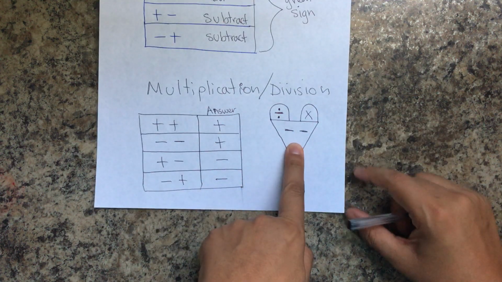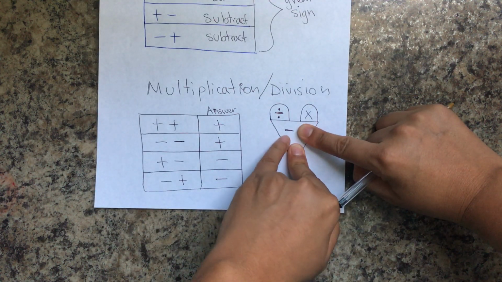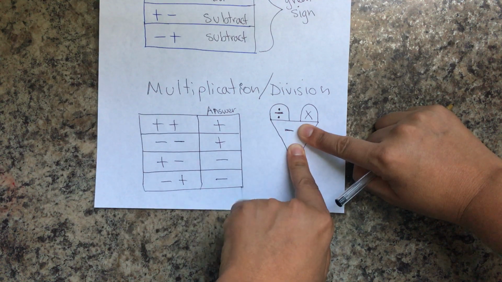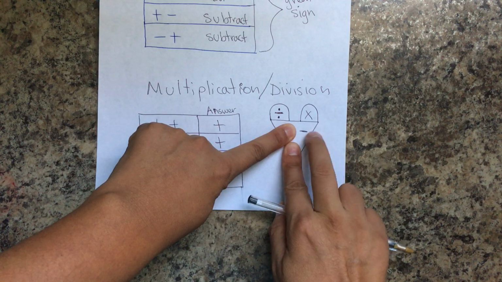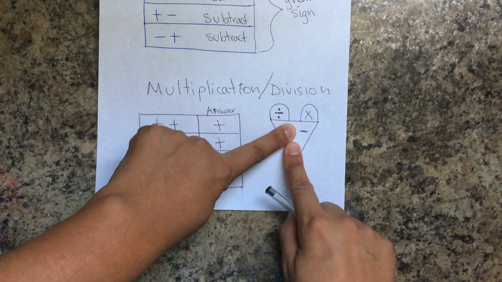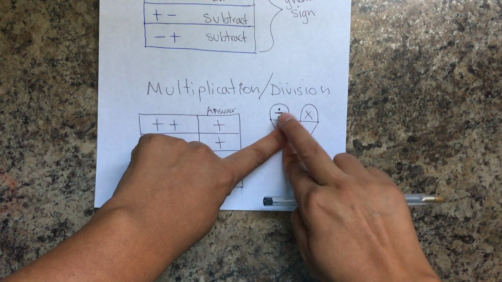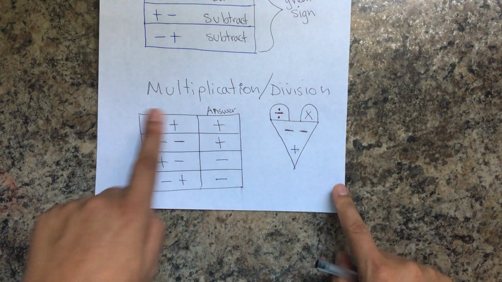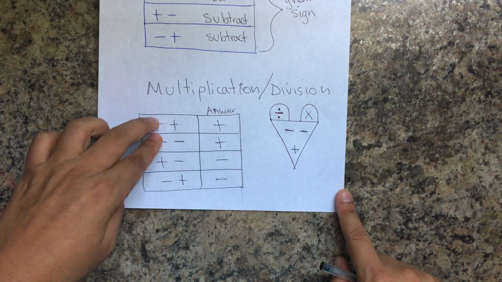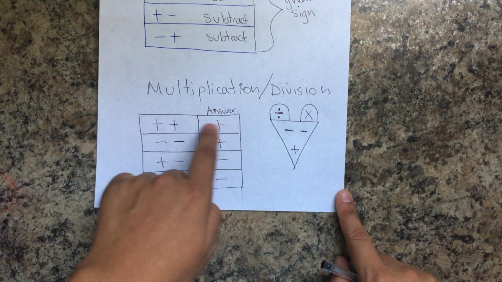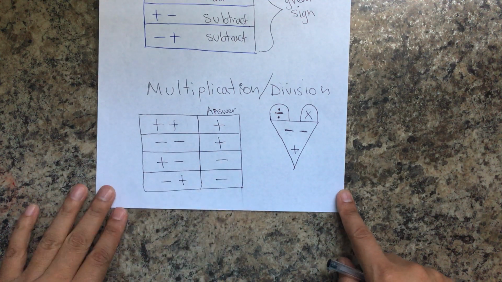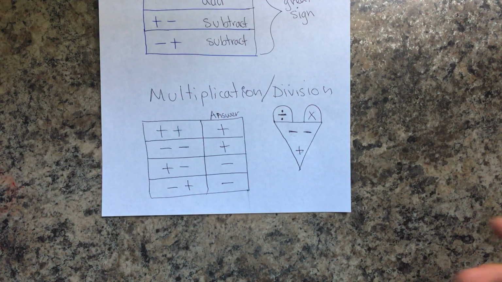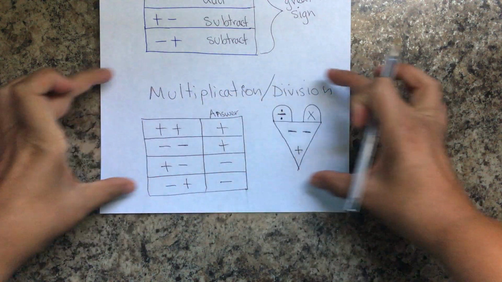If you have positive times negative, the answer will always be negative. Or if you have a negative times positive, the answer will be negative. And that works for multiplication and division. Okay? So you can use either this table, where if they're the same, positive. If they're different, negative. Okay? Or use the mouse. It's up to you. And that's what we're going to be using mainly today.